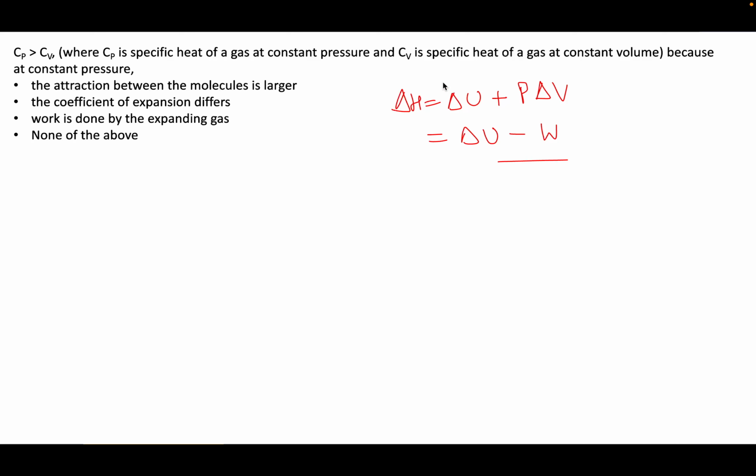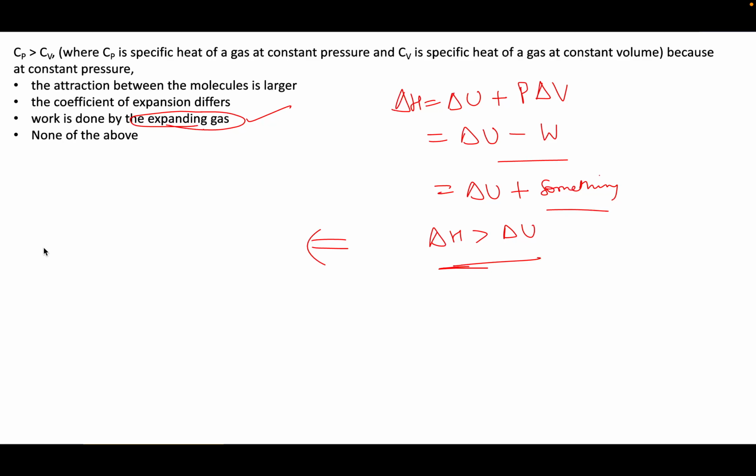They are saying work is done by the expanding gas. So work done by the expansion is, we know, negative. So this is a negative quantity, and minus of it will add. So delta U plus something. So delta H is greater than delta U here. From this expansion we get delta H is greater than delta U. This implies n Cp delta T is greater than n Cv delta T, and if we balance these sides, Cp is greater than Cv.